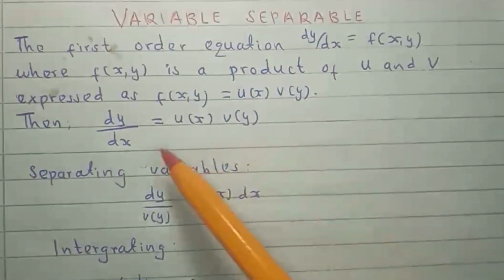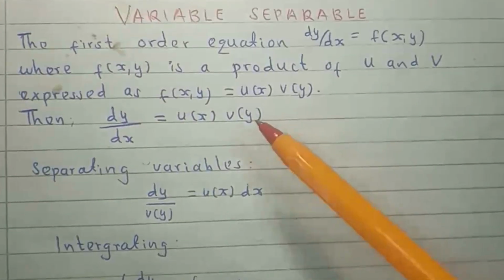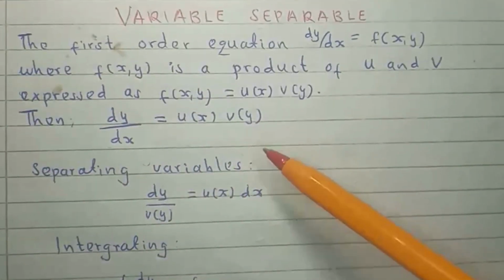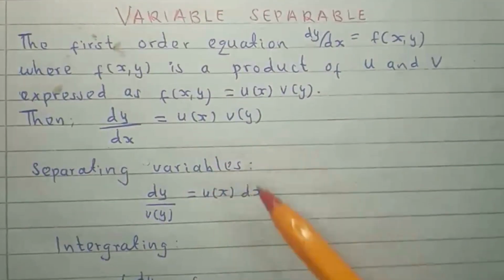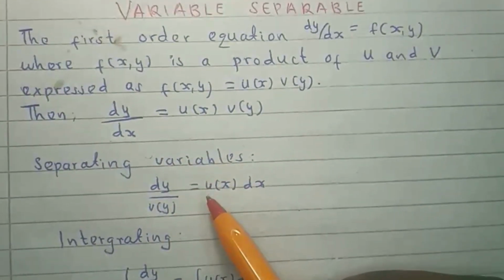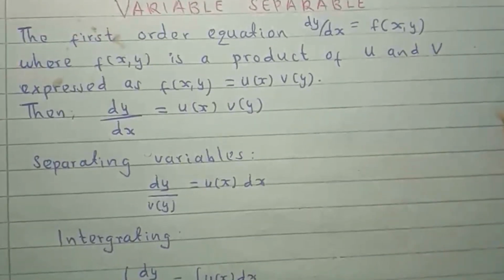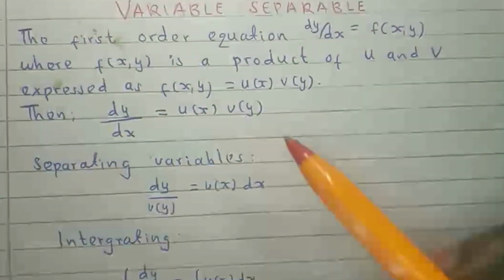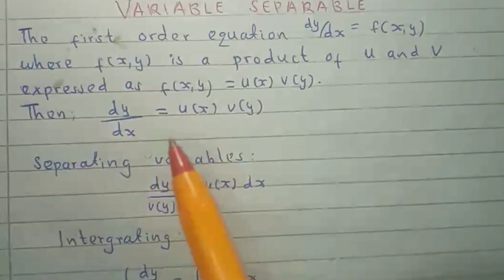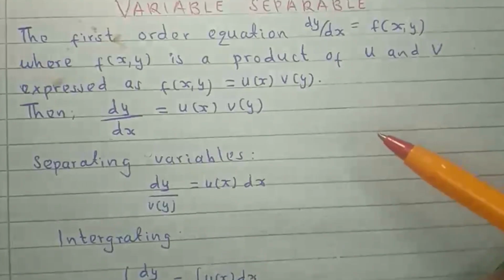Now this is the equation that we have. If we have expressed f of xy as a product of u and v, from this equation we are supposed to separate the variables. Separating the variables simply means that we take the variables which contain y to one side and the variables that contain u of x to the other side.